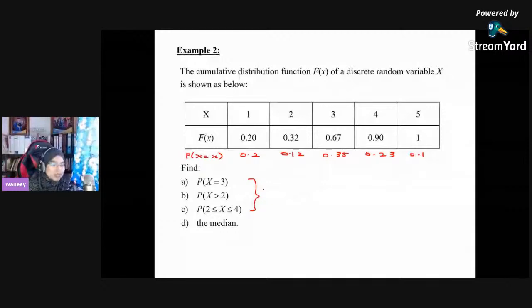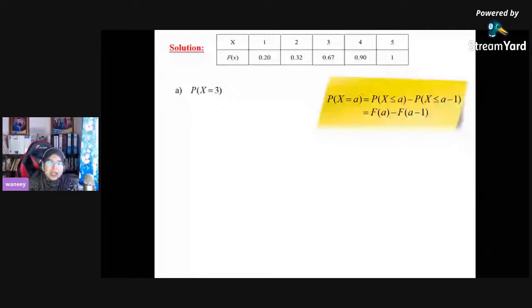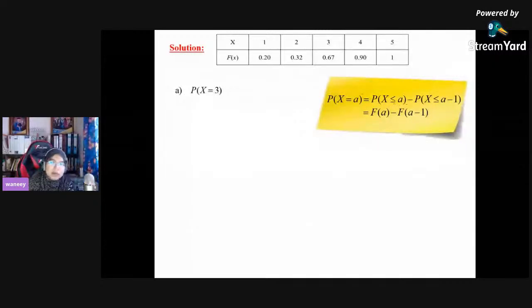Okay, next. So I want to get the probability for x equal to 3. Based on what we have for the first one, probability of x equal to a is simply probability for x less than or equal to a minus probability of x less than or equal to a minus 1. Or we are going to say Fa minus Fa-1.